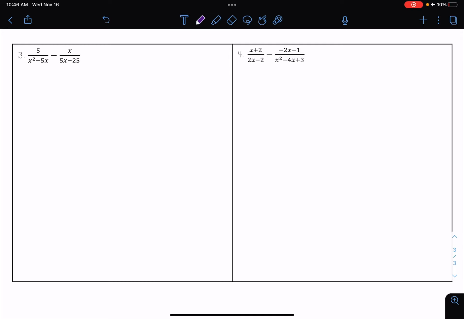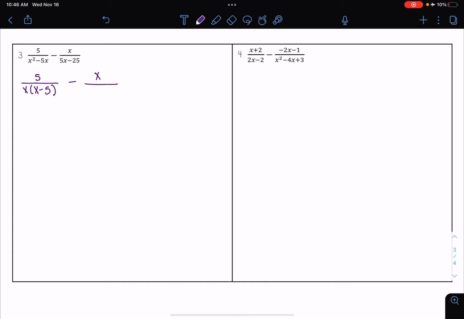Okay, let's look at 2 more. So this next one I have 5 over x squared minus 5x minus x over 5x minus 25. This one, the denominators need to be factored first, so that I can see what factors I have. And so factoring that first one, I see I have a GCF of x, so I have x times x minus 5.